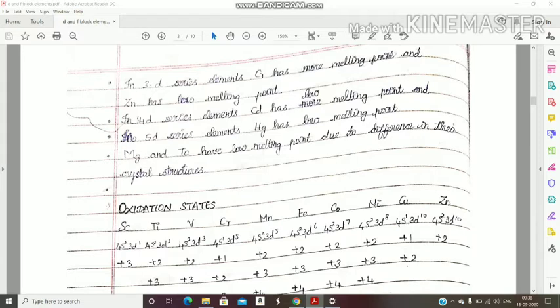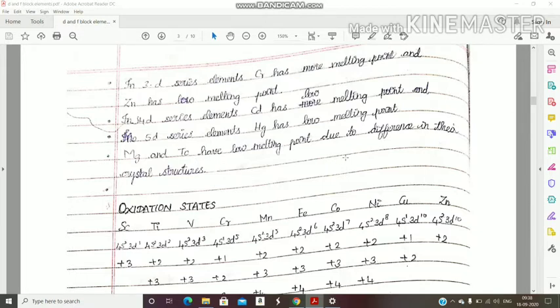Next, see, this is not magnesium, you just correct it. This is manganese. Manganese and technetium. Tc means technetium. Manganese and technetium have low melting point even though they are having more number of unpaired electrons. This is an exceptional point.